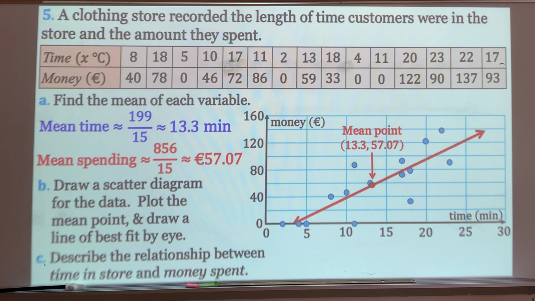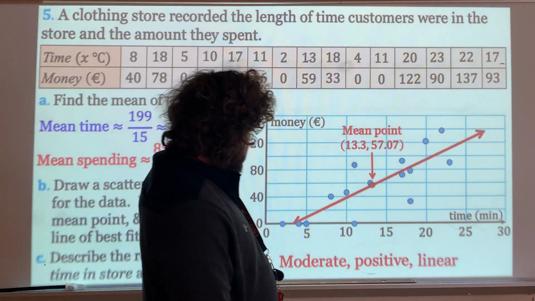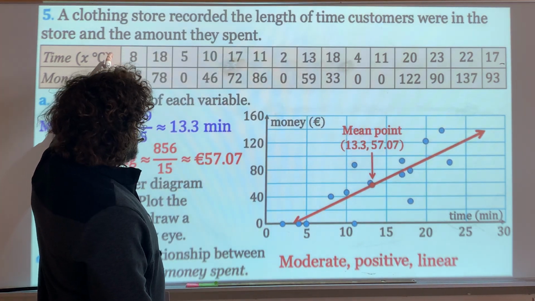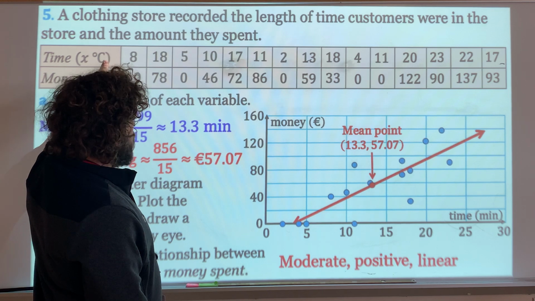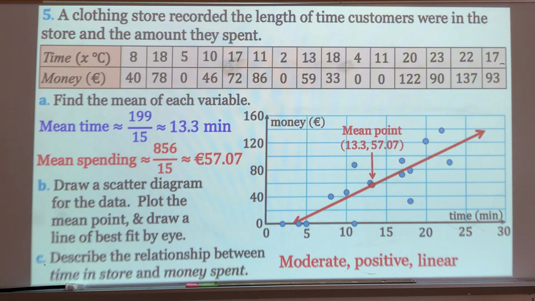What is the relationship we have right here? Can anyone tell me the relationship? Very simple relationship. It's moderate, positive, and it is linear. Pretty much what it says is, the more time customers are in the store, the more money they spend, because they're probably more interested in the stuff.